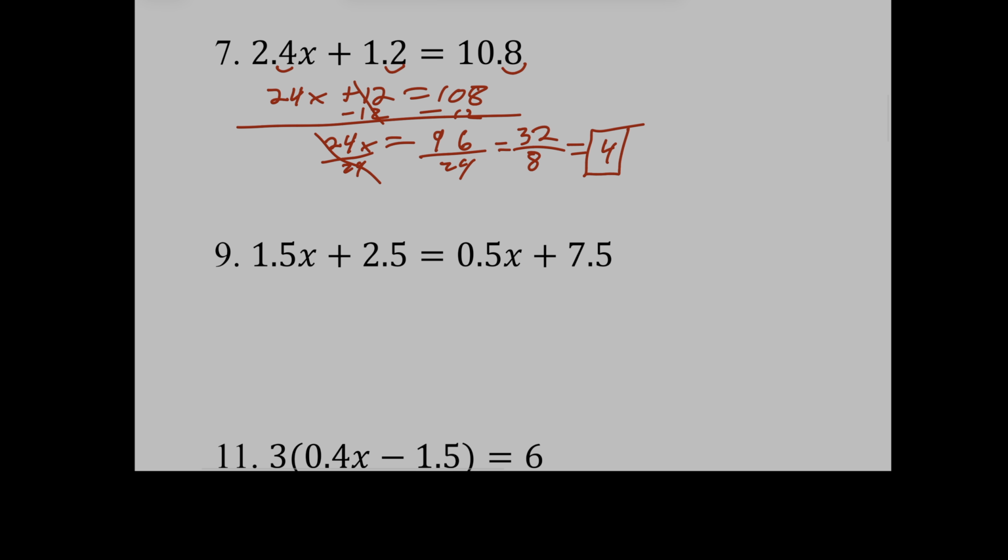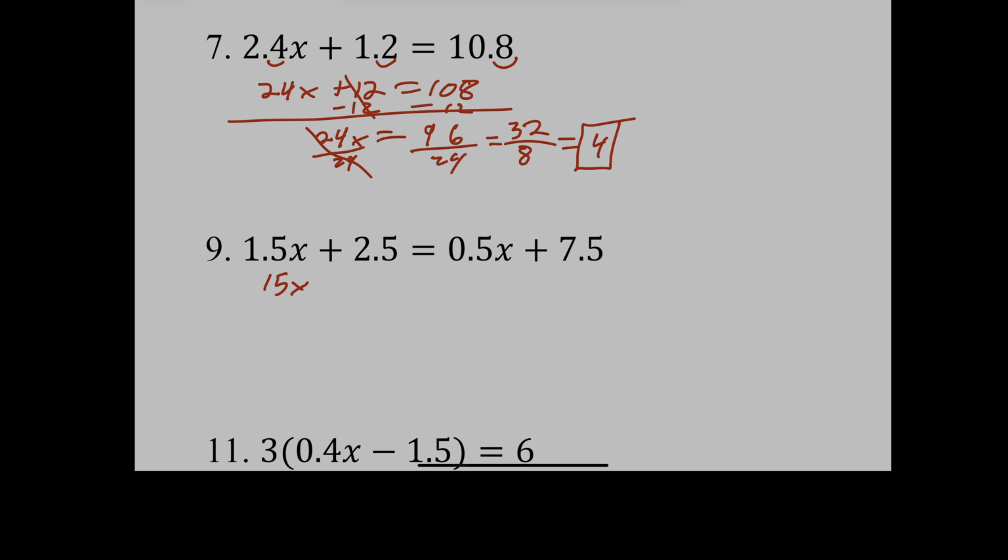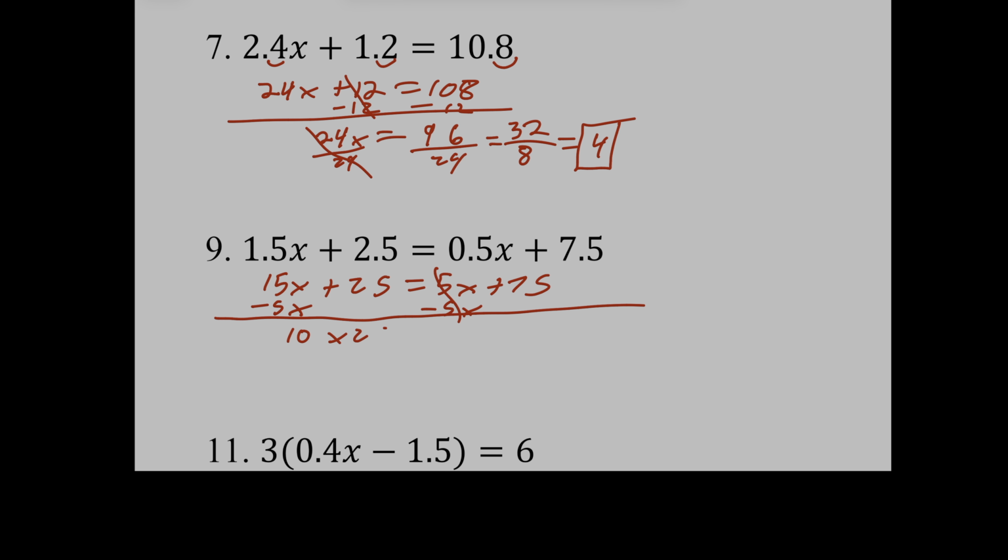I see that they are all one decimal place, so I'm going to multiply everybody by 10, which will give me 15x plus 25 equals 5x plus 75. All right, I've got variables on the left and the right. So I'm going to move the variable in such a way to keep the variables positive. You don't have to, but it's my suggestion. You'll usually make fewer mistakes that way. 10x plus, okay? Now I'm going to subtract 25 from both sides, and I'm going to get 10x equals 50.